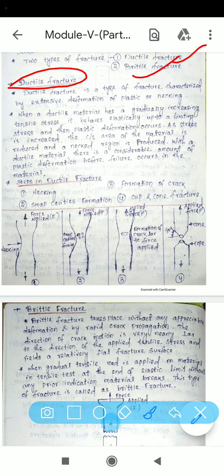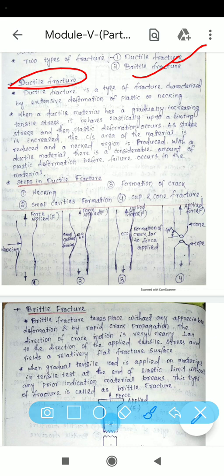Ductile fracture is a type of fracture characterized by extensive plastic deformation or necking. It means ductile fracture is used when some plastic deformation or necking takes place, beyond the yield point. So second point is what?